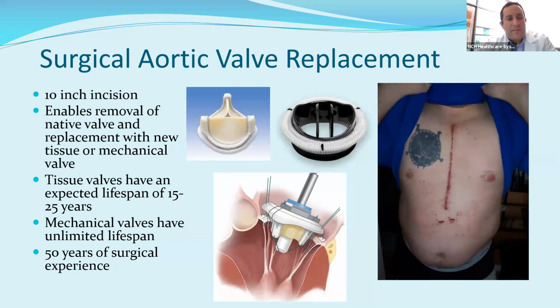Tissue valves have a life expectancy of about 15 to 20 years in the best setting, and people do very well with them. The nice benefit is when a tissue valve goes in, patients do not need to take any blood thinners. Mechanical valves theoretically have an unlimited lifespan. For a very young patient, it's a great option. The problem is with these valves, you need to take a blood thinner. The nice thing about the surgical aortic valve replacement is we have about 50 years of surgical experience and literature and understanding of how this works. We know what to predict and we know how to make it work well.